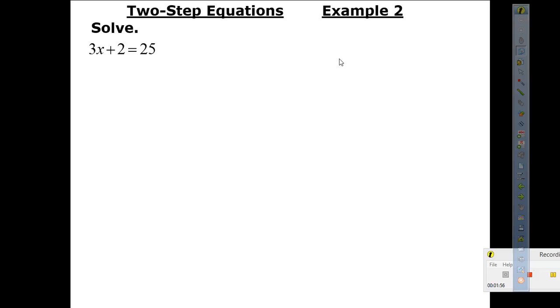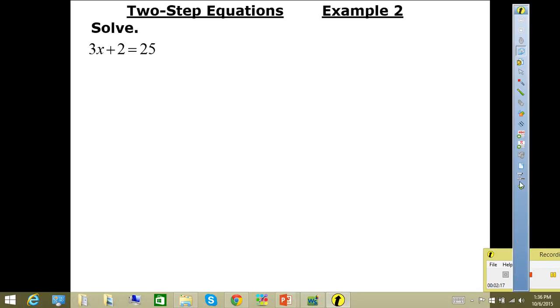So with that said, copy example 2 and write: solve 3x plus 2 equals 25. Copy that, and I'm going to elaborate on this. All right, here we go. Look up to the screen, please. Pens down. Let me elaborate now on what we're looking at.